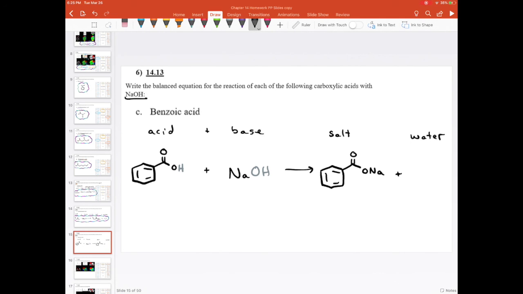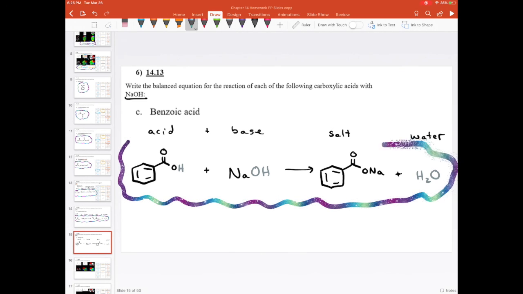And so water is, if you take the H and the other OH together, the H from benzoic acid, the OH from sodium hydroxide, you get HOH, which is H2O. And that would be the balanced equation for the neutralization reaction between benzoic acid and sodium hydroxide.